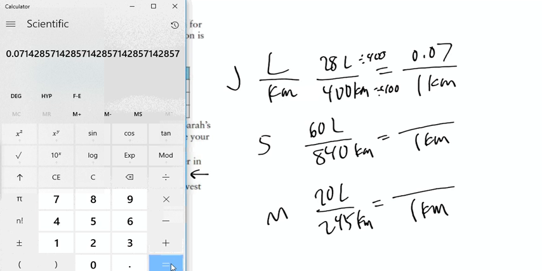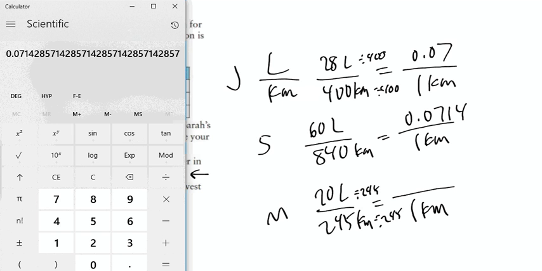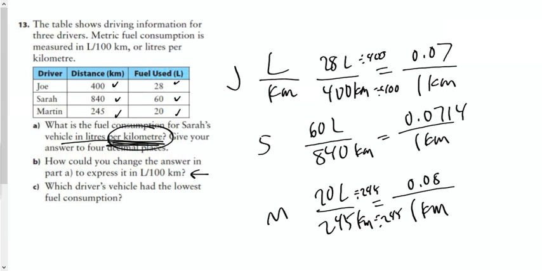And that is, just a little bit more. So I'm going to keep a couple of significant digits. So 0.0714. I keep a few more there. And then I'm going to divide both by 245 here. And 20 divided by 245 is 0.0816. So which one uses the least amount of gas? Joe's car uses slightly less gas to go a kilometer.